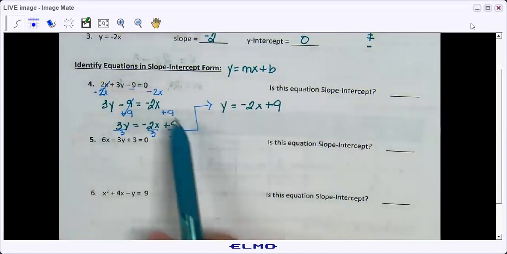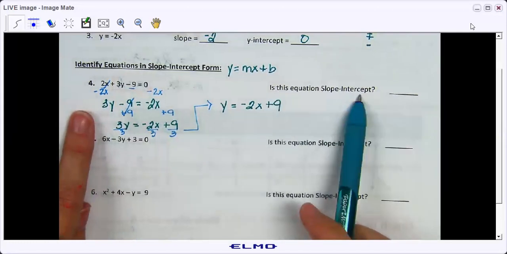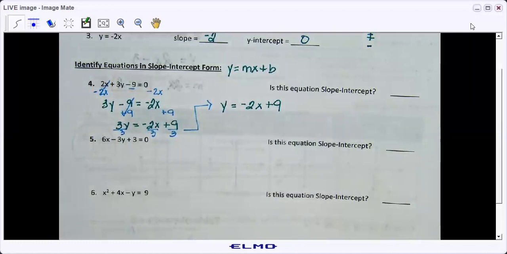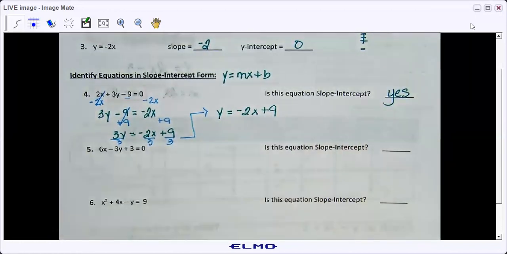Did we write this into slope-intercept form? What this is asking is, are you able to rearrange the equation into slope-intercept form? And the answer to this is yes, we just did that.